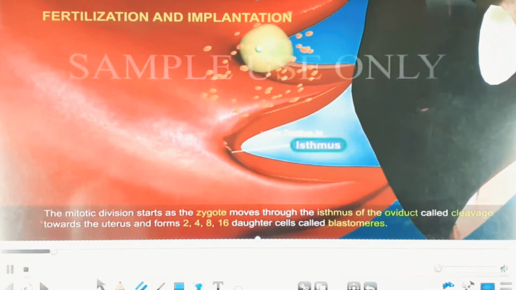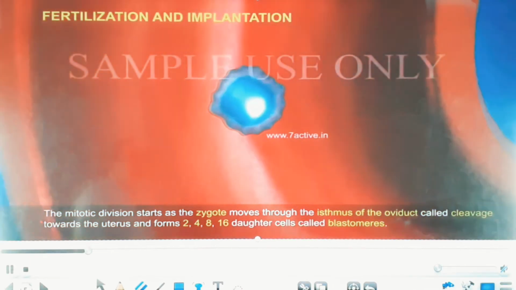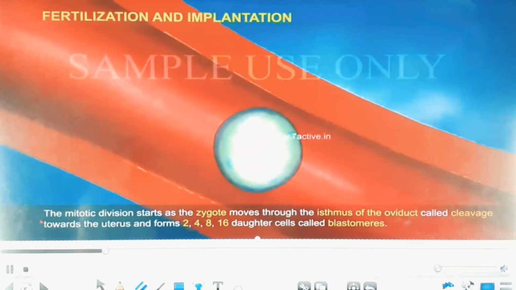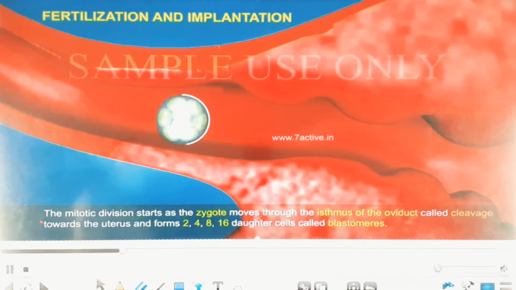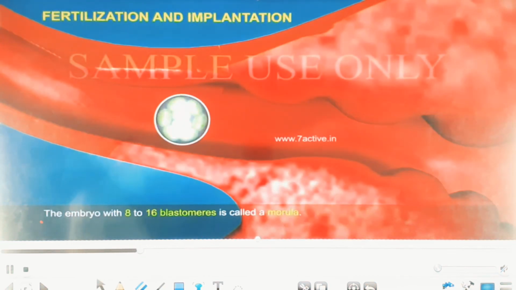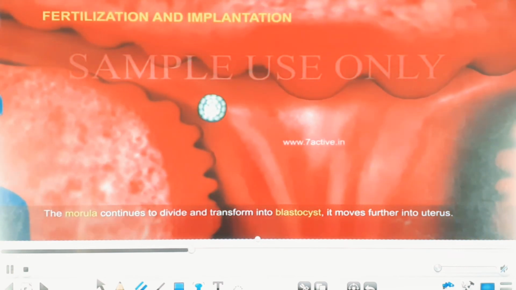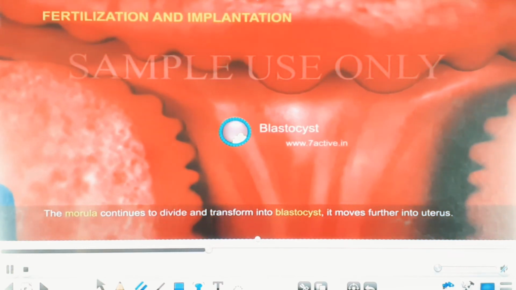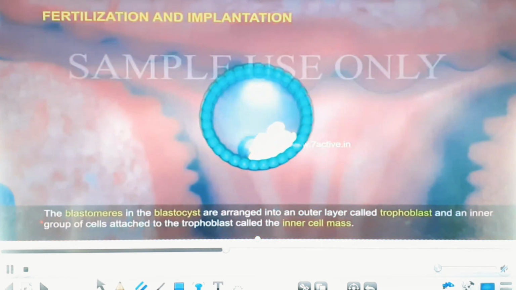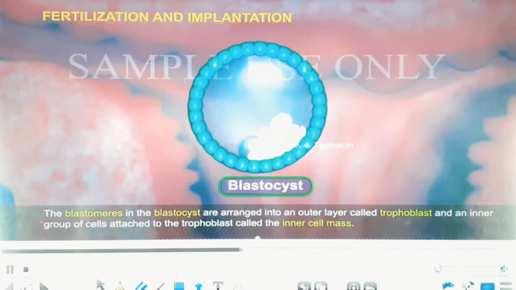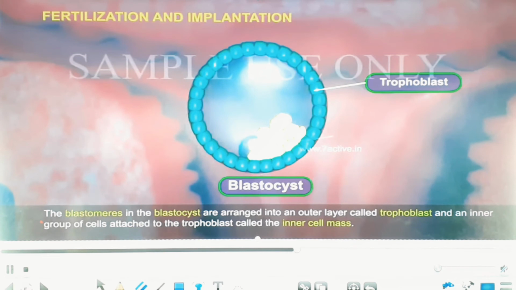The mitotic division starts as the zygote moves through the isthmus of the oviduct, called cleavage, towards the uterus and forms 2, 4, 8, 16 daughter cells called the blastomeres. The embryo with 8 to 16 blastomeres is called a morula. The morula continues to divide and transform into a blastocyst. It moves further into the uterus. The blastomeres in the blastocyst are arranged into an outer layer called the trophoblast and an inner group of cells attached to the trophoblast called the inner cell mass.